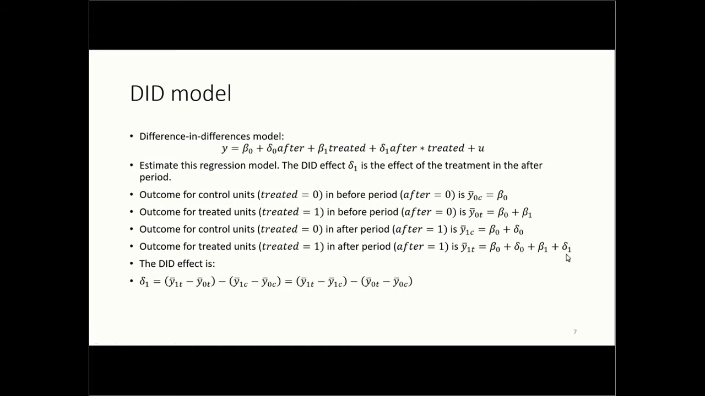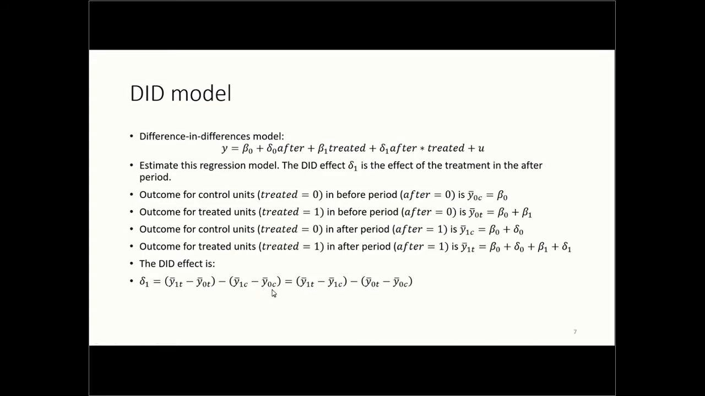So how we would calculate the difference in differences effect, we would be taking two differences. Here we would be taking the average outcome for the treated units in the after period minus the treated units in the before period. And here we would have the outcome for the control units in the after period minus the outcome for the control units in the before period. And then we would take the difference between the treated and the control units.